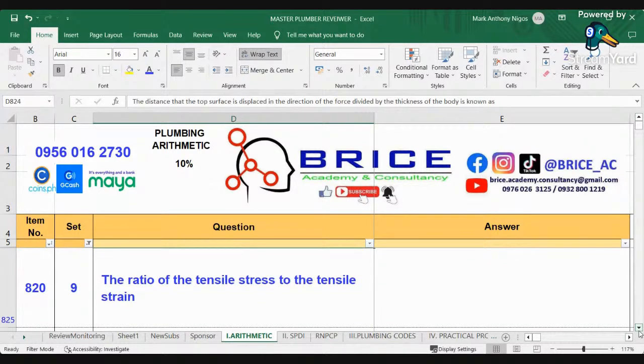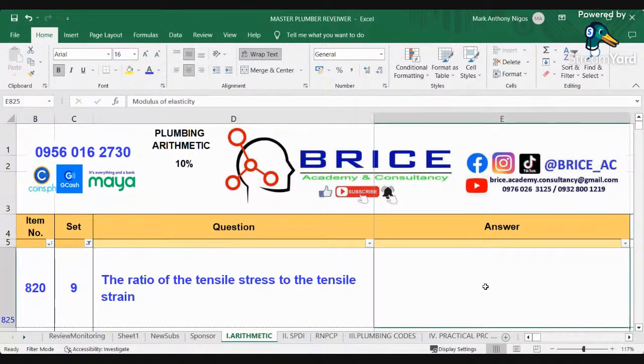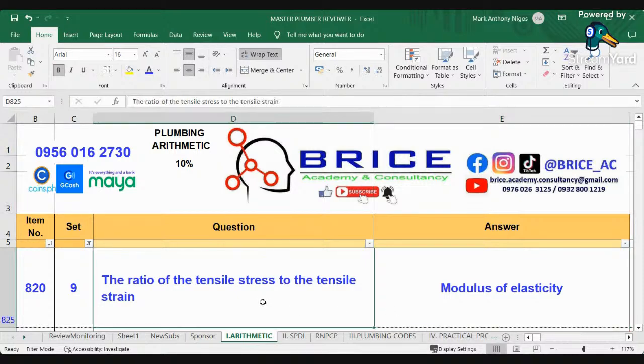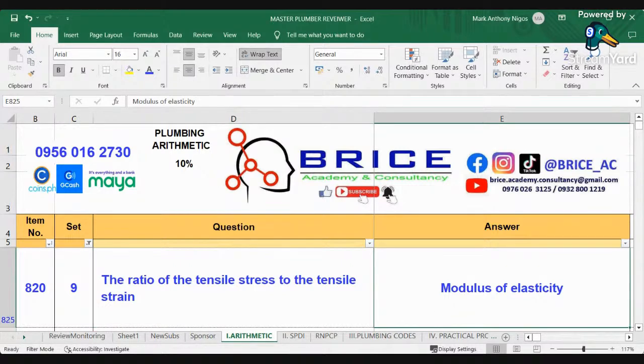The ratio of tensile stress to tensile strain. The answer is modulus of elasticity. Modulus of elasticity is the ratio of tensile stress to the tensile strain.